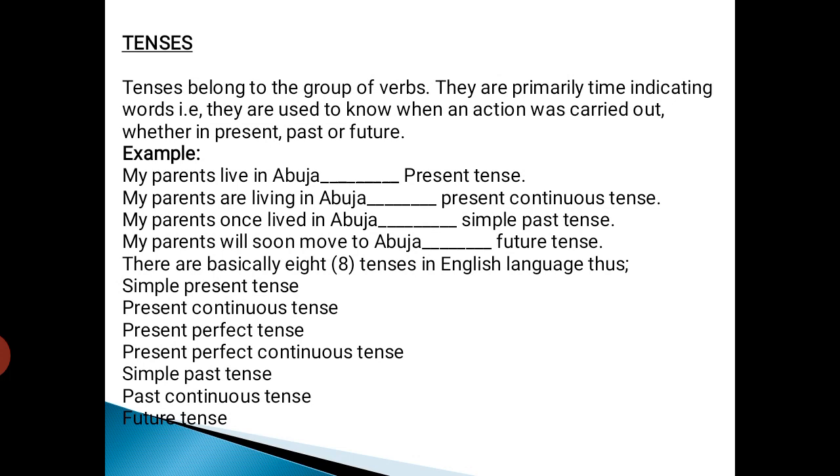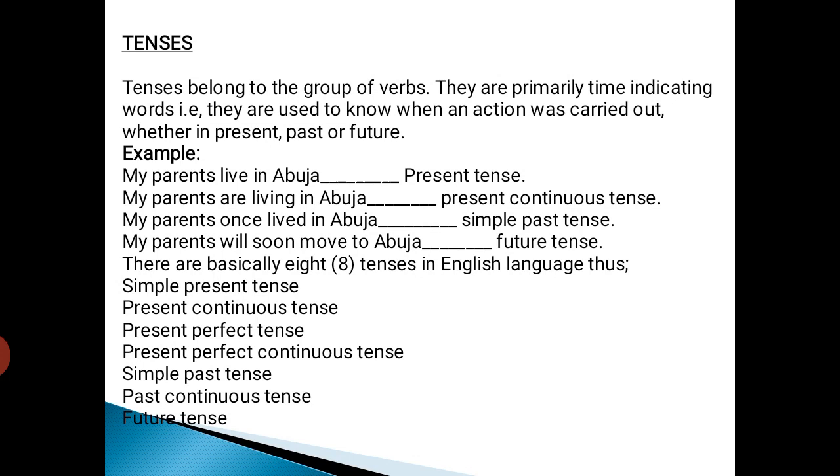Tenses belong to the group of verbs. They are primarily time-indicating words. That is, they are used to know when an action was carried out, whether in the present, past, or future.